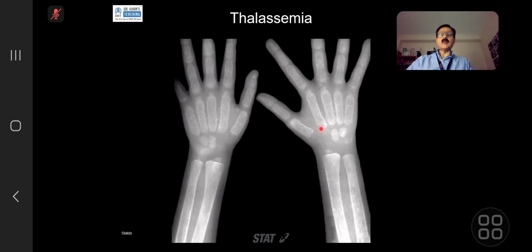This is another example in which you can see the same thing. If you see all of the metacarpals as well as the phalanges, the same finding is there, and to a lesser extent, the findings are also in the radius and ulna.